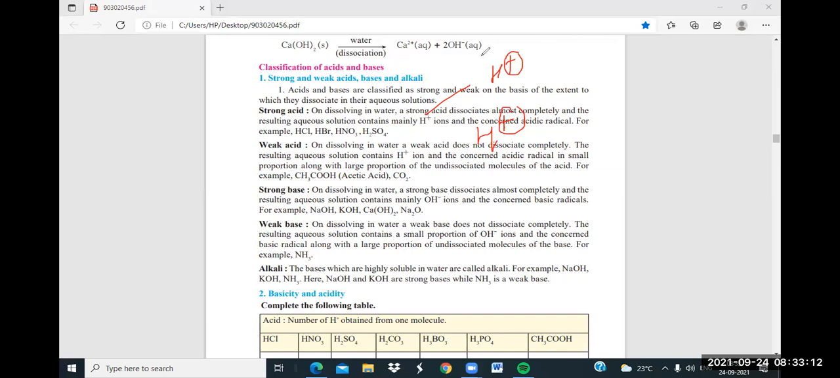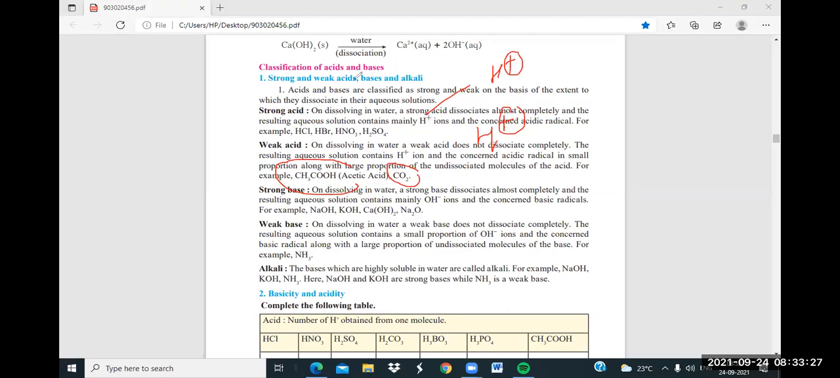So it can be called a strong acid or a weak acid. Examples are CH3COOH, acetic acid, and carbonic acid. These are the weak acids.